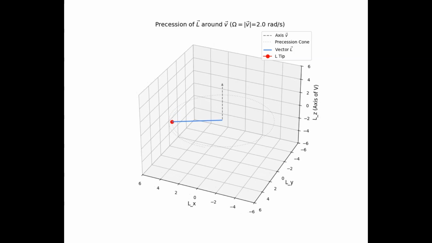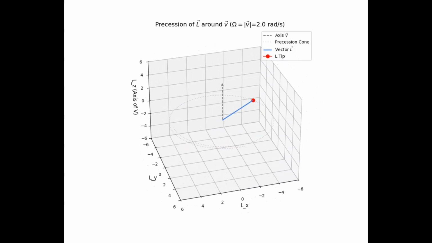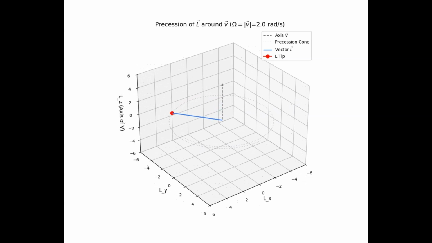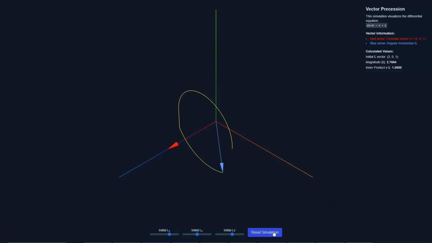These constant properties result in a distinct geometric pattern. Since the vector maintains a fixed length and a fixed angle relative to the axis, its tip traces a perfect circle in space, causing the vector to sweep out the shape of a cone. This specific type of circular motion around an axis is the defining characteristic of precession.